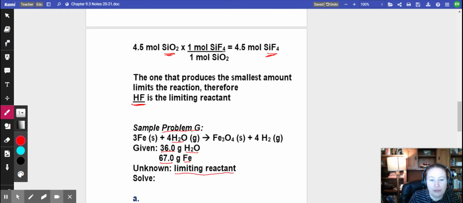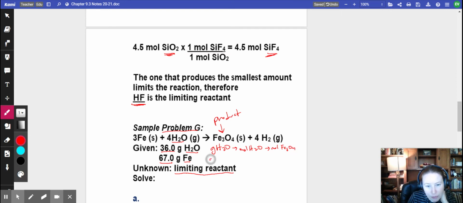So I have to go from grams of H2O and change it to moles of H2O in order to use the mole ratio. And I'm going to find one of my products. I'm choosing this product. You'll see why in a second. So moles of H2O to moles of Fe3O4. And I can stop there.